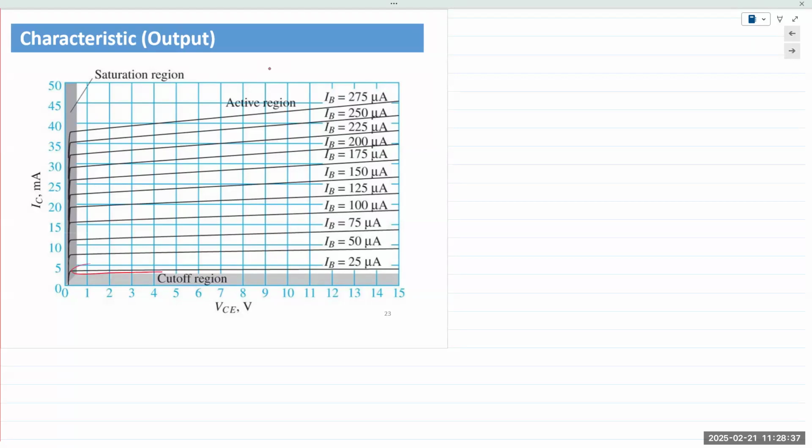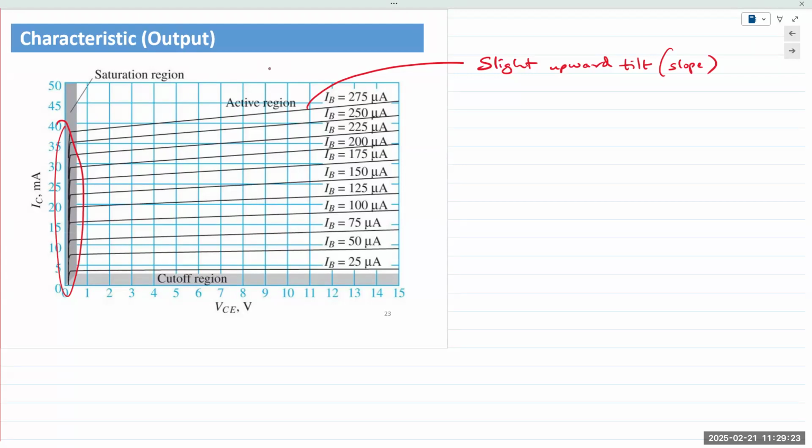So each set corresponds to one input value for IB. Okay, if you notice, unlike an FET, this is not flat, it has a slight upward tilt or slope. The slight upward tilt means that as we keep increasing the voltage, the current keeps on increasing, but it doesn't flatten out.